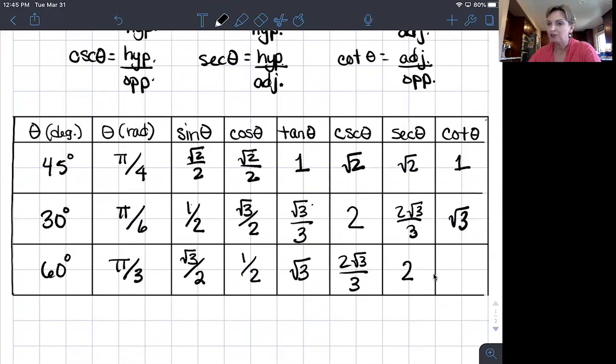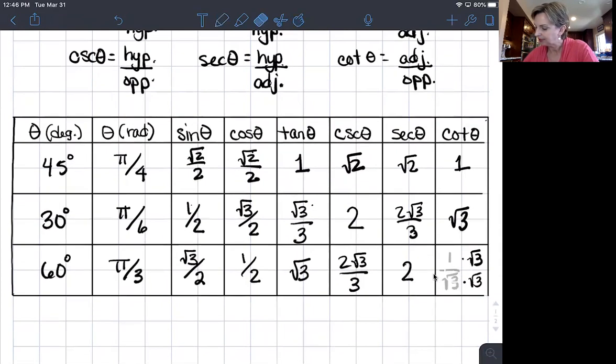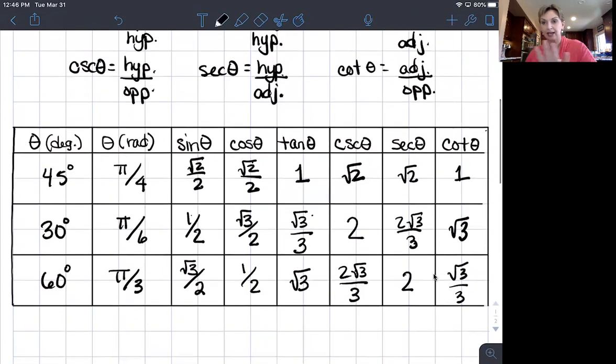Okay, for cotangent, I have to flip that, right? That square root of 3 over 1 would become 1 over the square root of 3. Oh, we're so close. Multiply both by the square root of 3, because we can't have a square root in the denominator. And that would simplify to the square root of 3 over 3. All right, and there we have it.